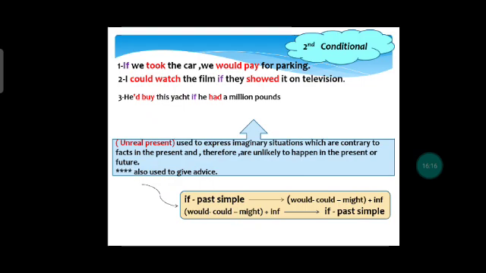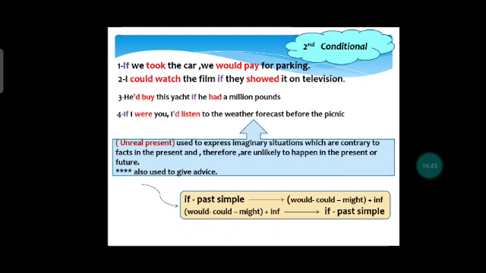He'd, what? Yes, he would. He'd buy this yacht. We say yacht, not yacht. He'd buy this yacht if he had £1 million. Means he doesn't have £1 million, so it's unlikely to buy this yacht. Okay?